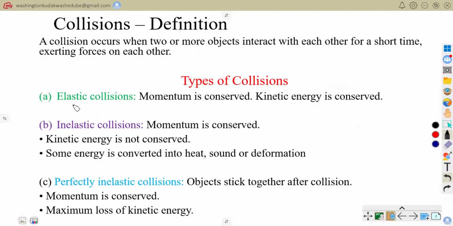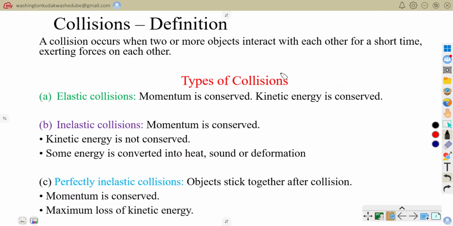So the difference between elastic and inelastic collisions is that when there is an elastic collision, kinetic energy would be conserved. That means the two objects would collide with each other and then they separate elastically, meaning you won't hear any sound, and there won't be any heat produced.